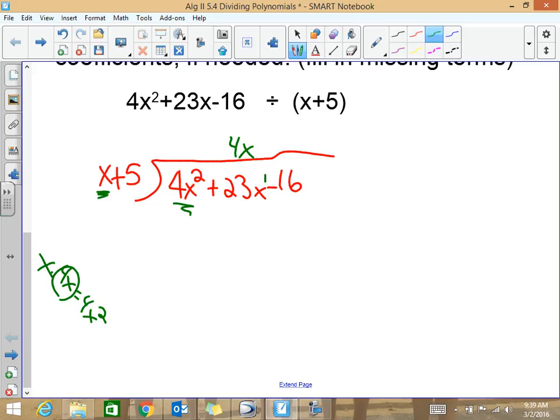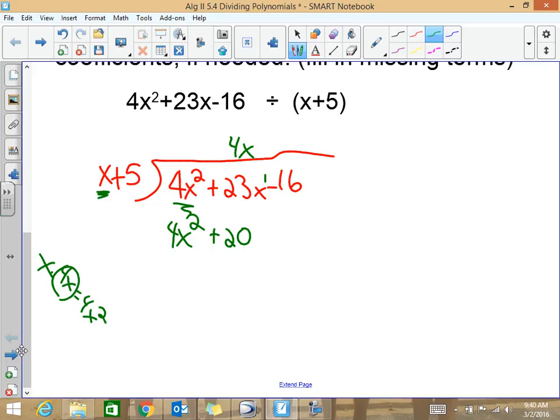but we have to distribute, right? So 4x times x gives us 4x squared. 4x times 5 gives us plus 20. Okay? And now what do we do? In regular long division, what do we do now?